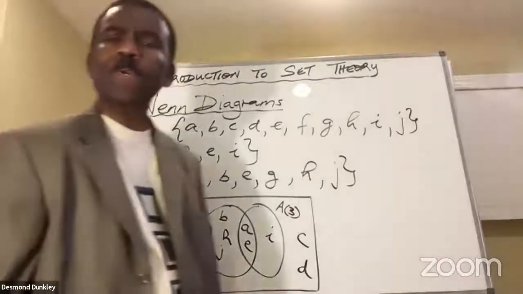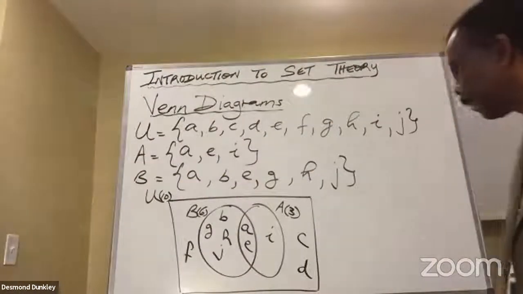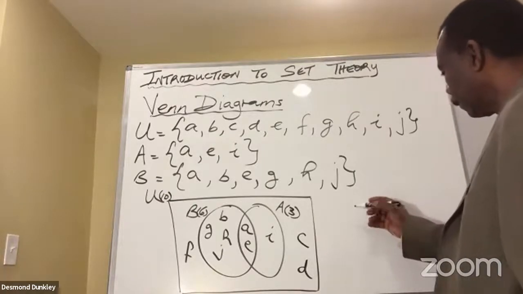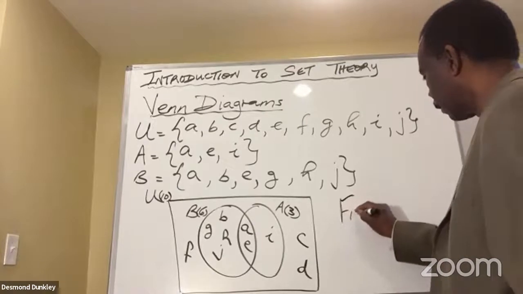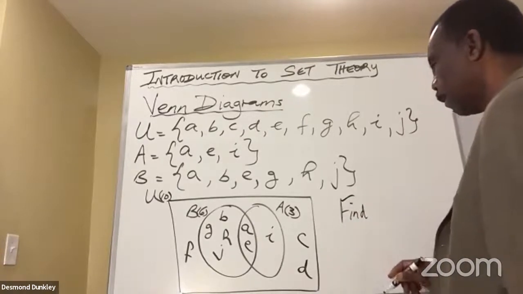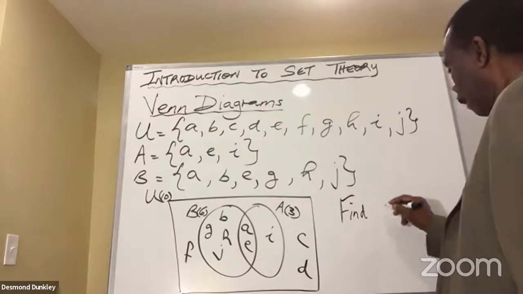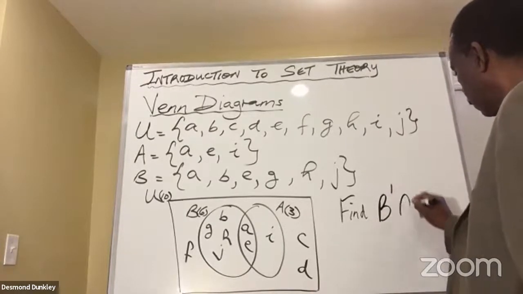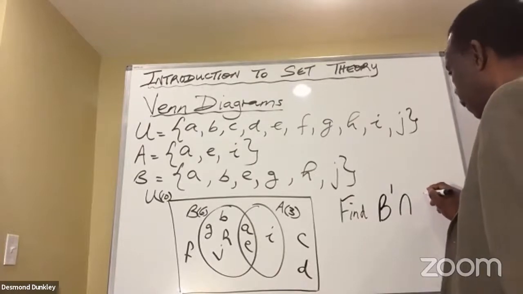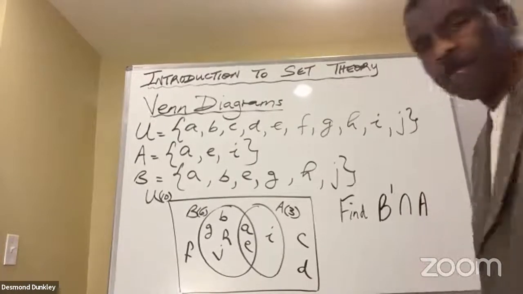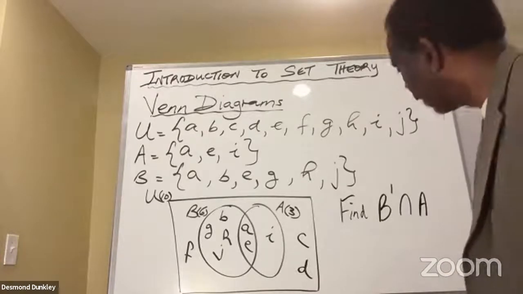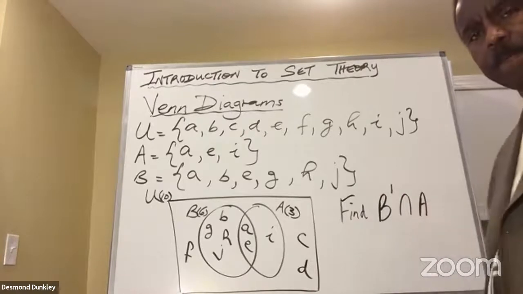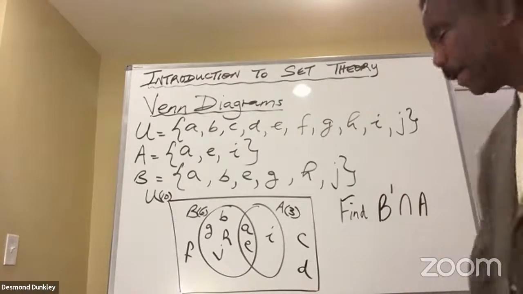Okay, so here's my trick question for you. Suppose I ask you this question. Find B complement intersect A. What do you think that means? What do you think that means?